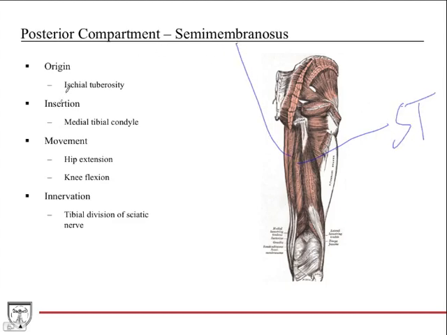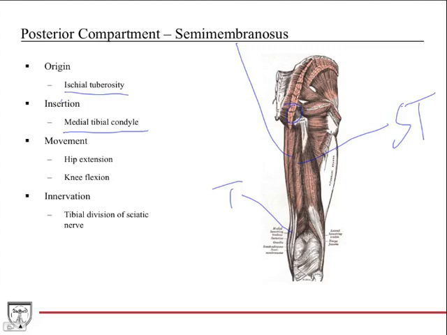So it also originates from the ischial tuberosity up here. And then the insertion point is the medial tibial condyle. So as you can see down here, here it is right here. Here's the tendon coming in here. And it is not part of the pes anserinus. And so it just inserts onto the medial tibial condyle. So it crosses the knee joint.